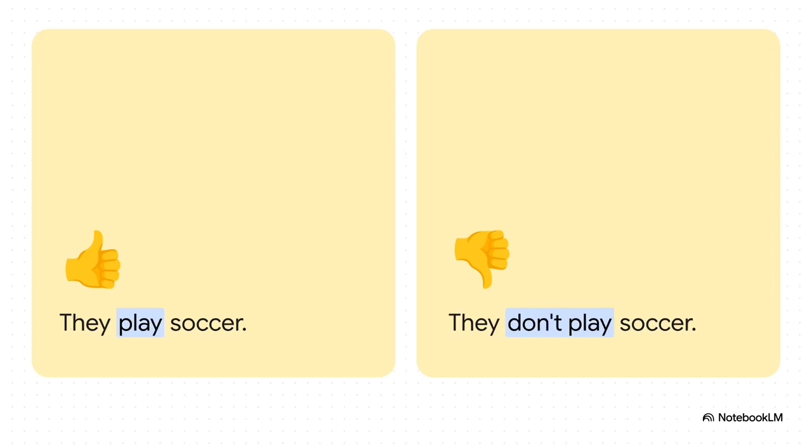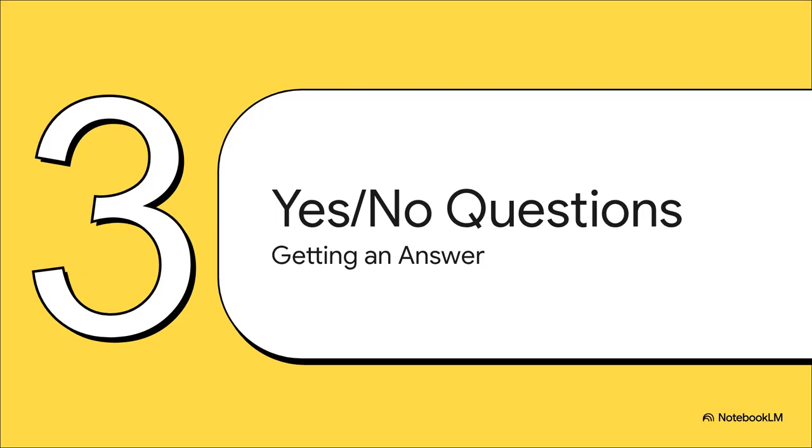So what if the verb doesn't have an S to start with? Like in they play soccer? Well, it gets even easier. You just add don't right before the verb. They don't play soccer. That's it. It's so much simpler. No S's to worry about, nothing to move. Easy, right? All right, on to section 3.